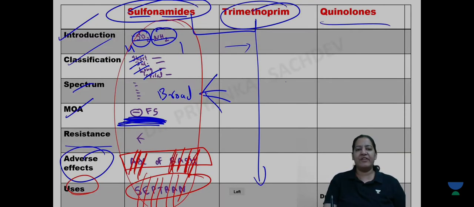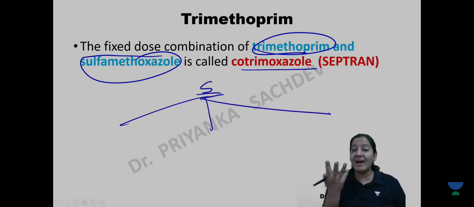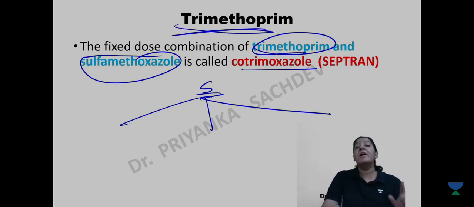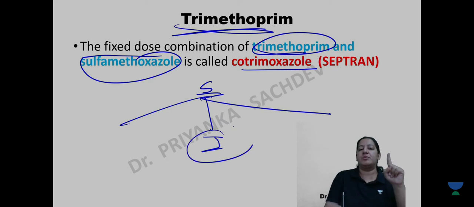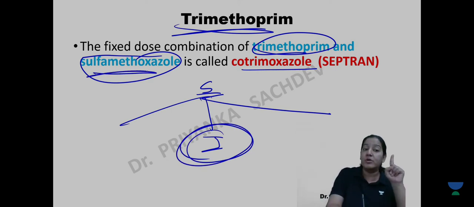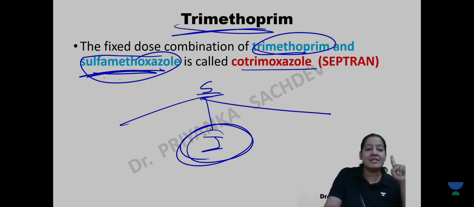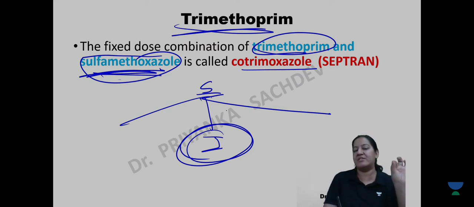Now I have told you the classification of sulfonamide: short acting, intermediate acting, long acting. With which sulfonamide would you like to mix the trimethoprim? We mix the trimethoprim with the intermediate one. If you know the classification, there was only one in intermediate. It is sulfamethoxazole. So we mix the trimethoprim with the sulfonamide which is intermediate acting, sulfamethoxazole, to be very specific.